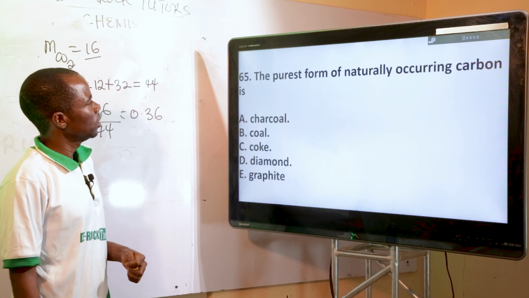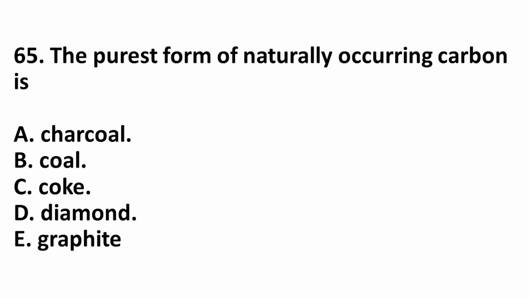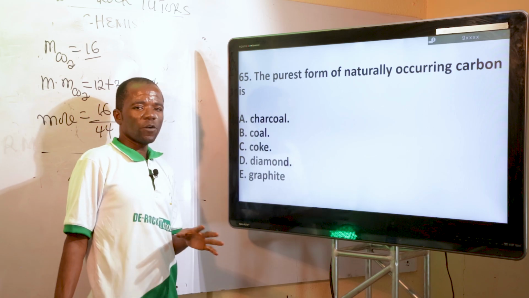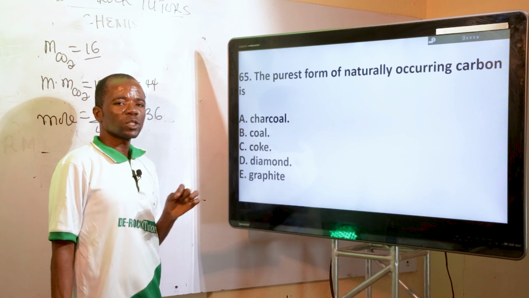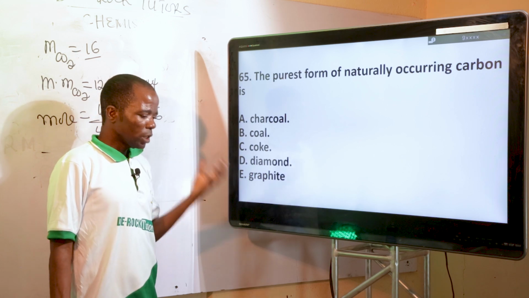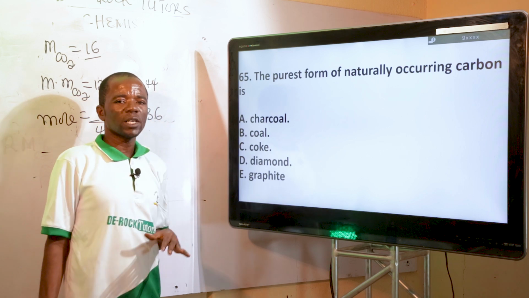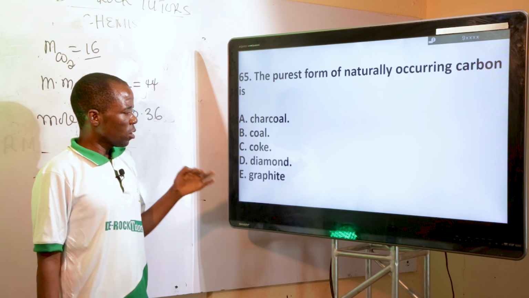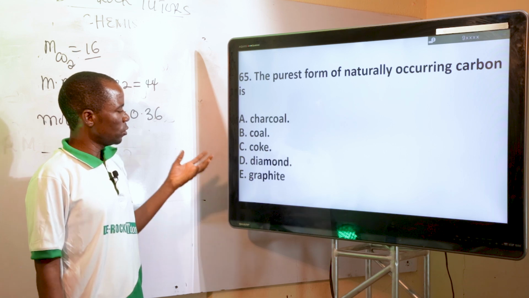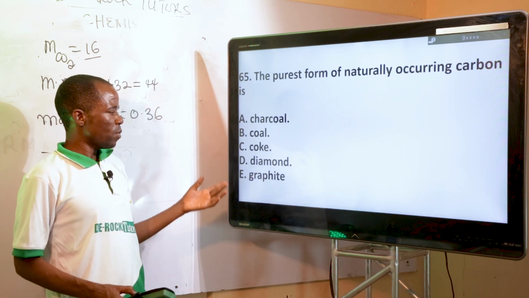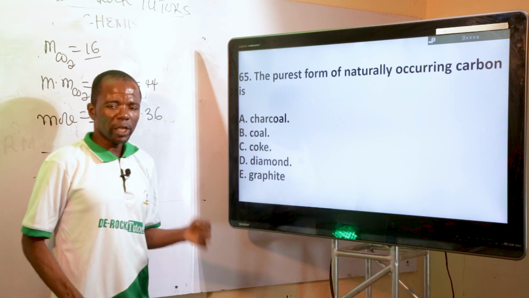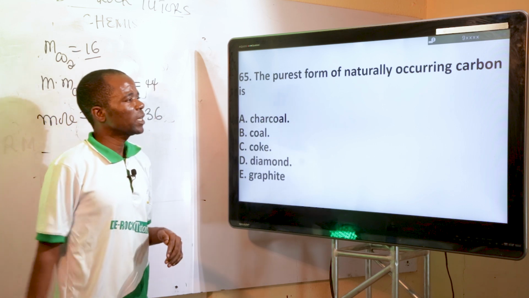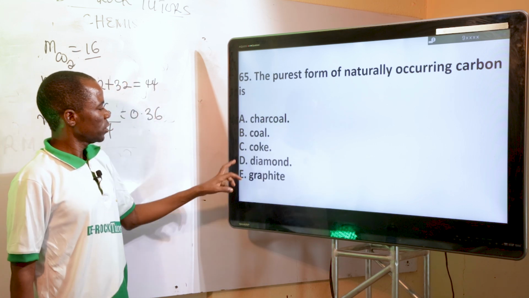Number 65. The purest form of naturally occurring carbon is none other but diamond. Diamond is the hardest substance known. Not only that, it is one of the most sought after minerals because of its high economic value. Don't forget that the carbon atom in diamond is sp3 hybridized, and also diamond is used in making jewelry because of its high refractive index. So the correct answer for this is option D.